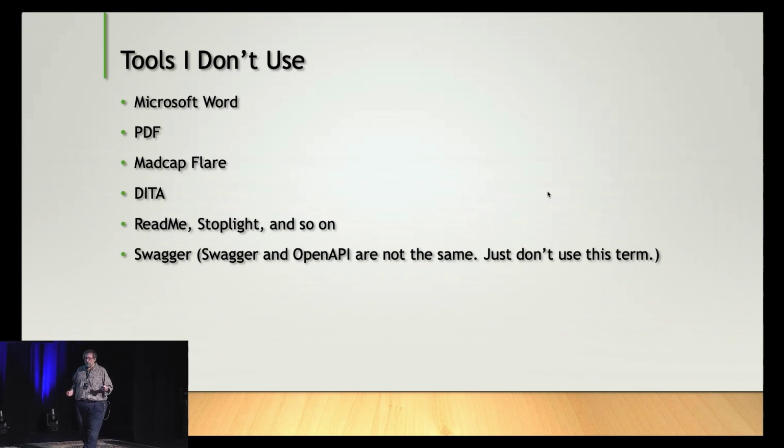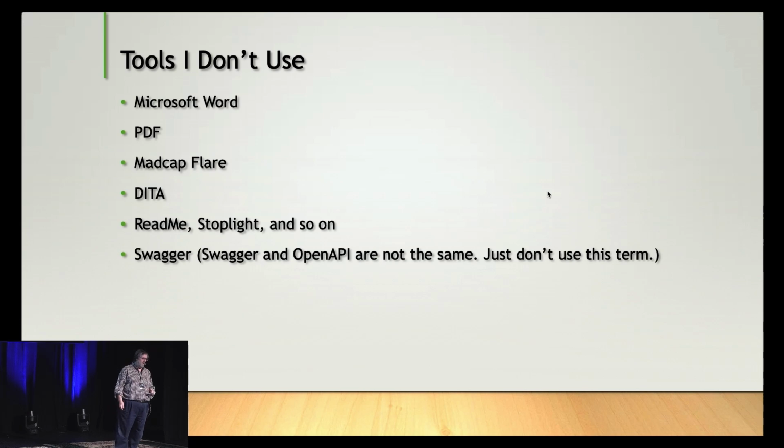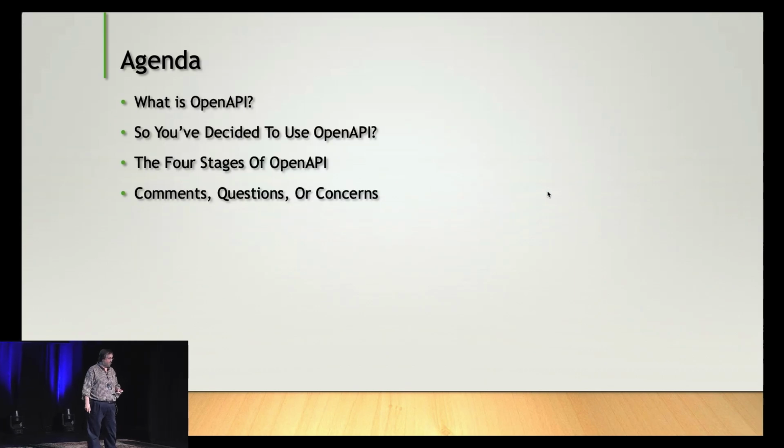Also, Swagger. This is a term you just don't want to use. Swagger is no longer a product, no longer being supported. It's actually a suite of products that was purchased by, I think, MuleSoft. People who don't even know what APIs are will use the word Swagger. Don't. It has nothing to do with Swagger. It's OpenAPI.